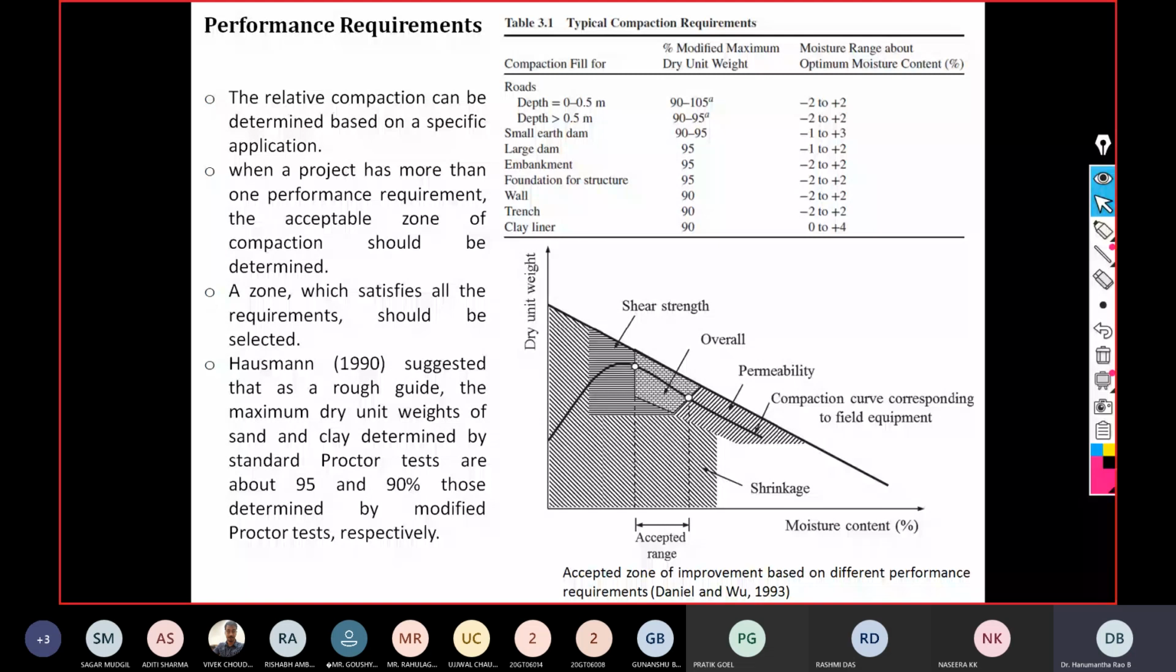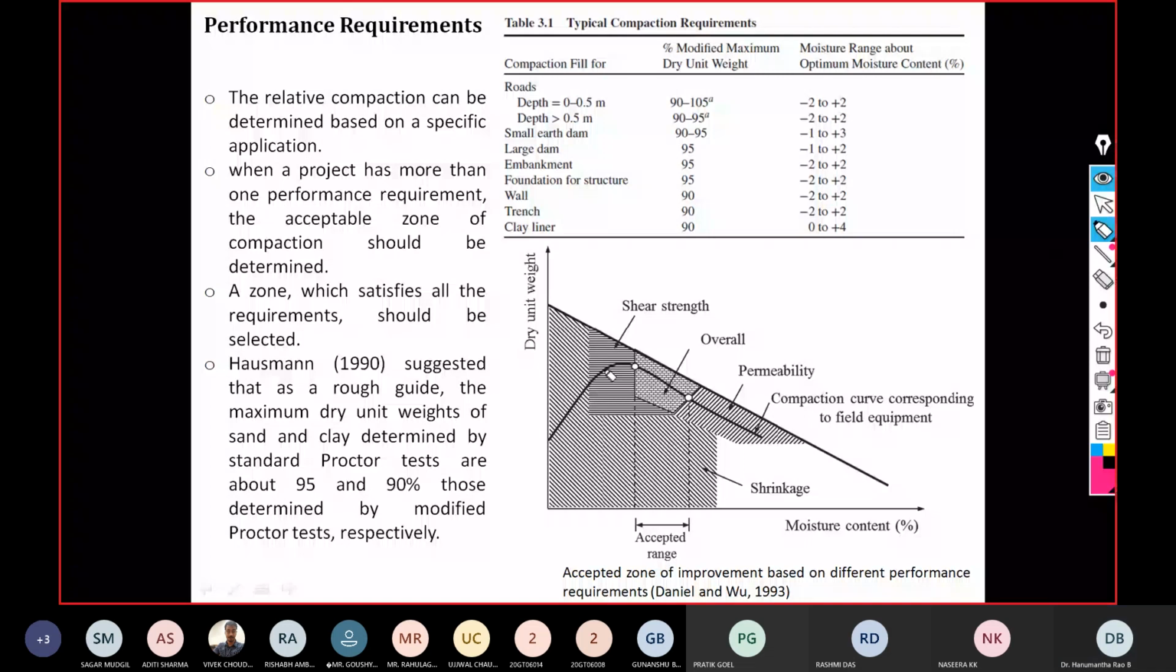On this compaction curve, different portions have been hatched, indicating the different effects of compaction on different engineering properties. For example, this is the compaction curve. Suppose you select this region or this pocket, that means your target is achieving the maximum shear strength of the soil. Suppose your target is permeability, not shear strength. You want to constrain the flow of water within the soil mass. Then ideally you should select the gamma d and OMC on the wet side, not on the dry side.